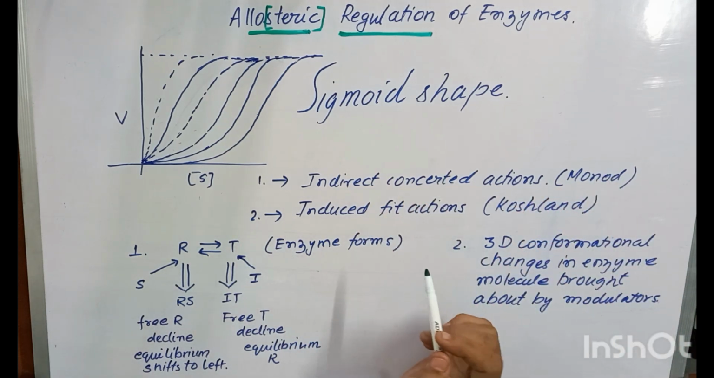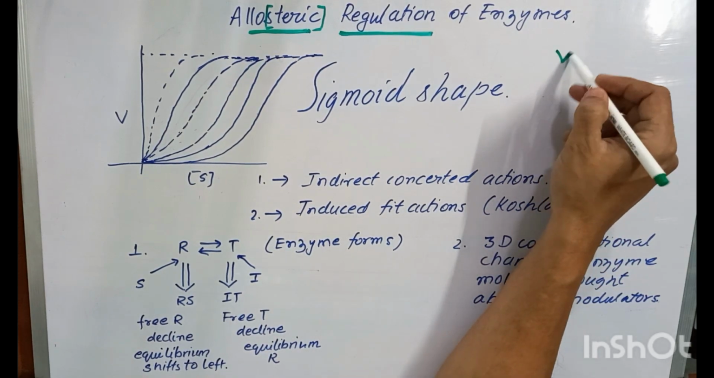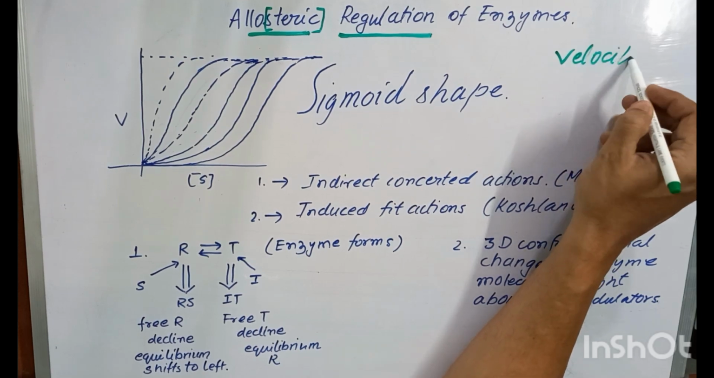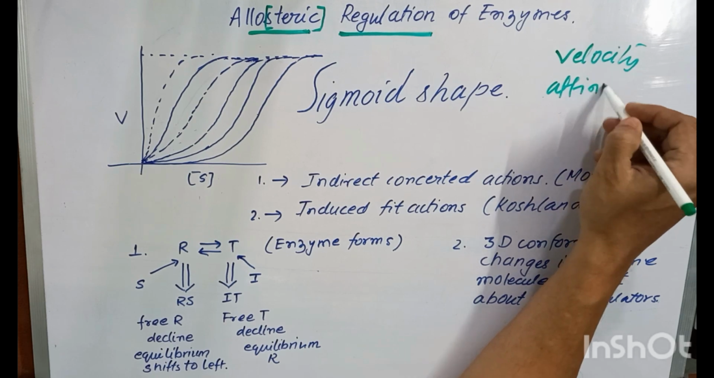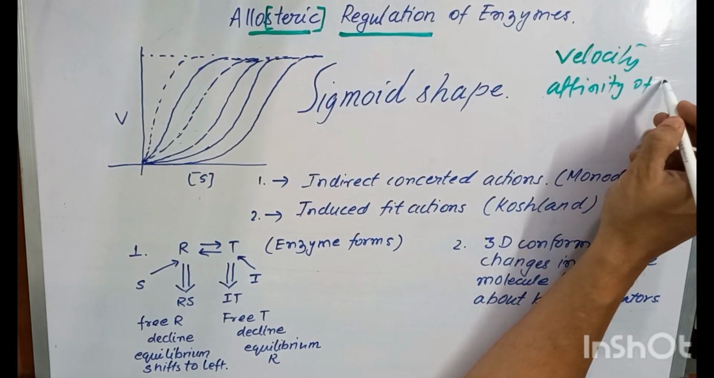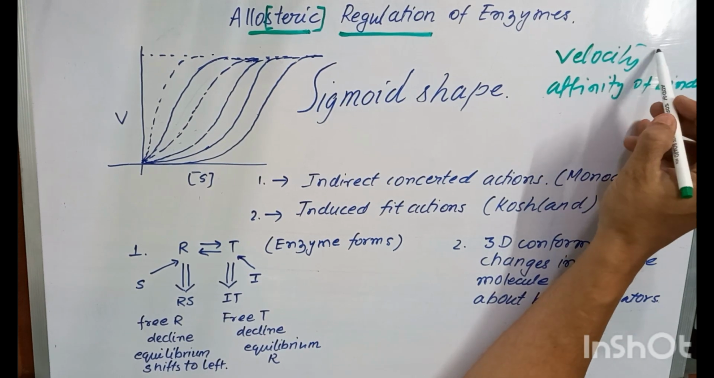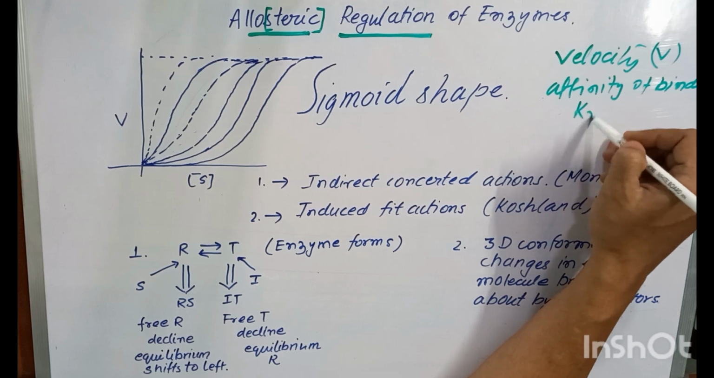We know that enzymes have two parameters. One is the velocity, and the other is the affinity of binding, which is reflected by the Km of the enzyme. The velocity is called V, and the affinity of binding is reflected by the Km of the enzyme.